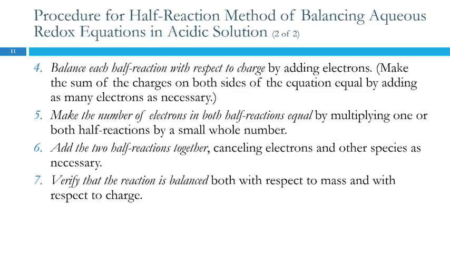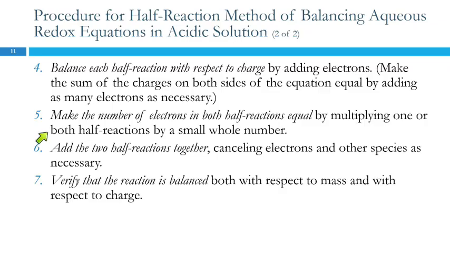Then you balance with respect to charge. So you look at the sum of the charges on each side of the arrow for each reaction. The reactant charge and the product charge have to be the same, and it's not going to be. So you use electrons to balance that. Which side has a more positive charge? Well, put some electrons there until they're equal. They don't have to be zero, they just need to be the same. So you get that done.